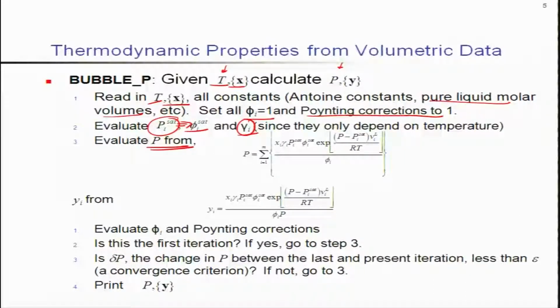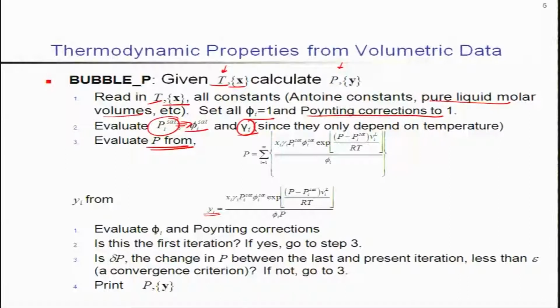Now, initially we have said this to be 1 and this to be 1. So, we get an estimate of pressure from here. Once we have got an estimation of the pressure, we can use yi from here. So, remember in the first iteration we have taken phi i to be 1 and Poynting correction to be 1. Now, after evaluating yi, you have new information.